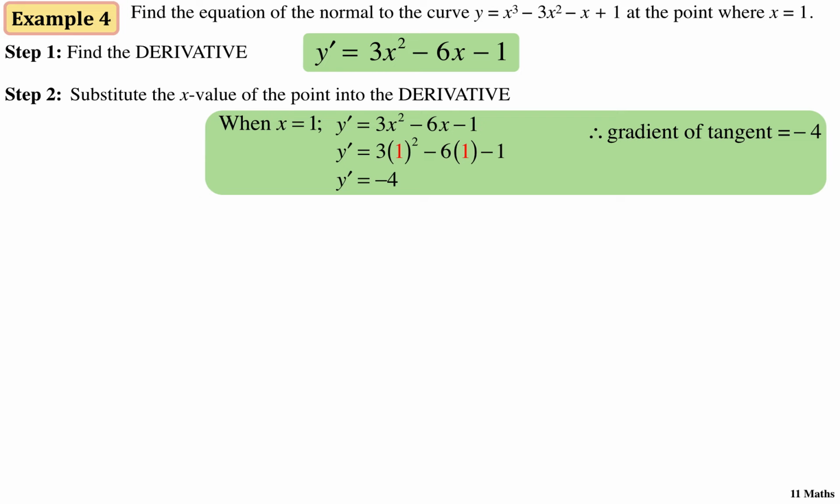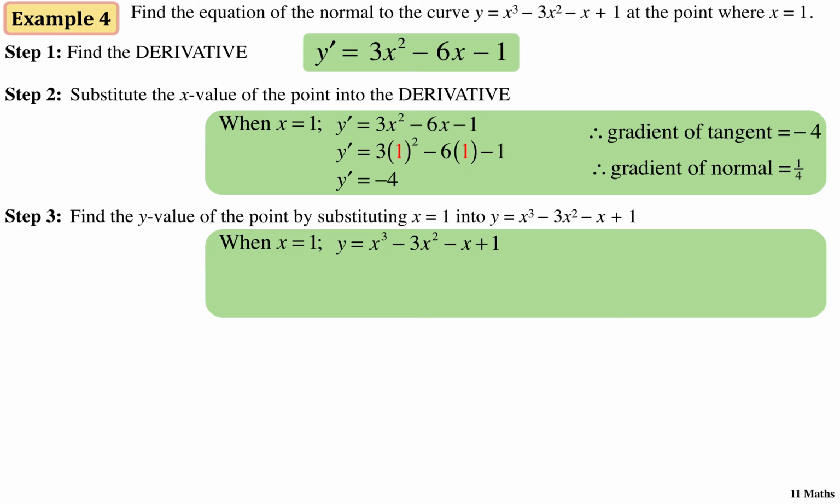So we know our gradient of our tangent is minus 4. In the formula, we're trying to find the equation of the normal. If we know the tangent has a gradient of minus 4, remember the normal has the same gradient, but it is the negative reciprocal. So that's negative 4 over 1. Turn it upside down, and we'll get our gradient of our normal as positive 1 over 4.